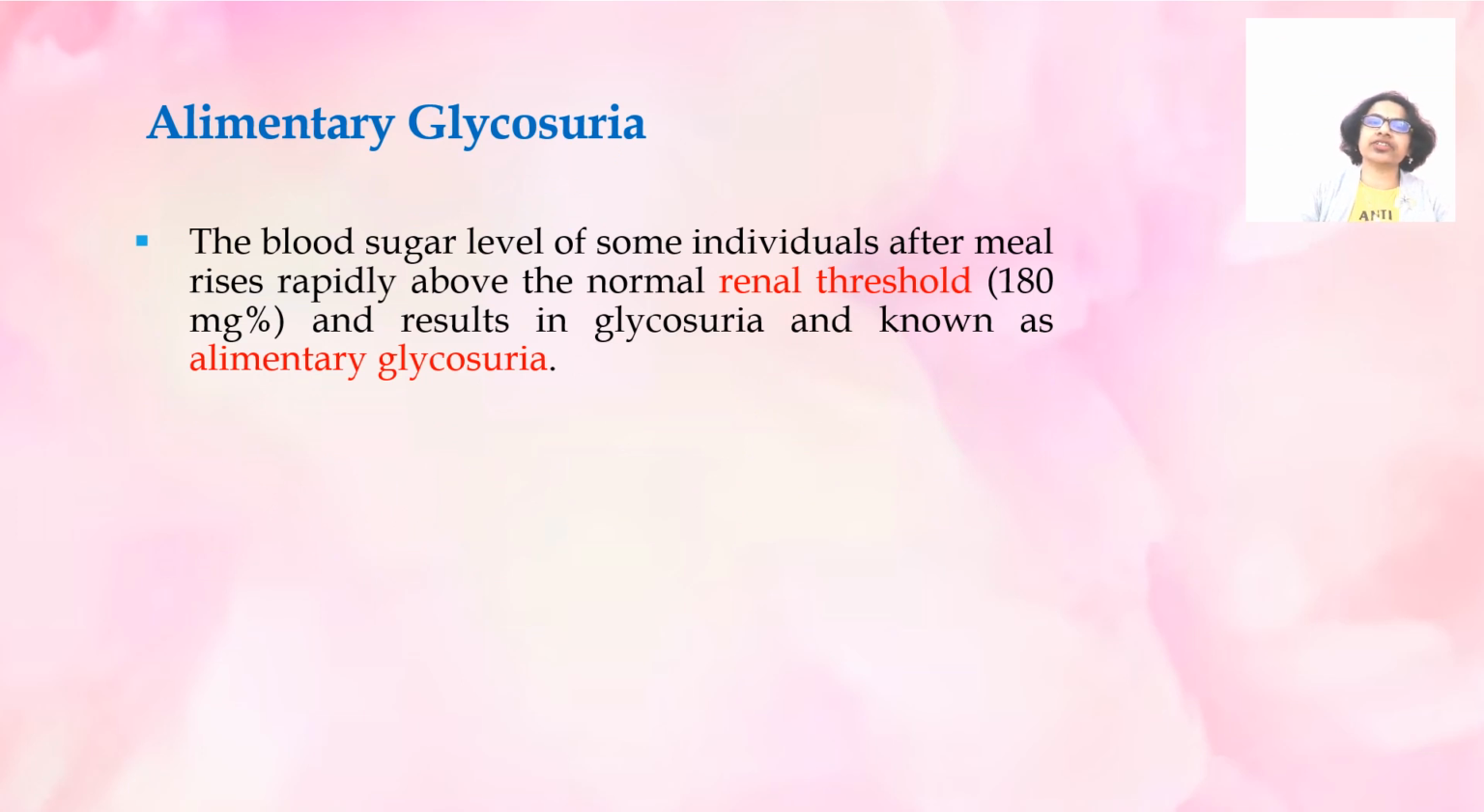Alimentary glycosuria. The blood sugar level of some individuals after a meal rises rapidly above the normal renal threshold. After eating, normally our blood glucose level rises. When the blood glucose level after a meal rises rapidly above the normal renal threshold of 180 milligram, it results in glycosuria, known as alimentary glycosuria.